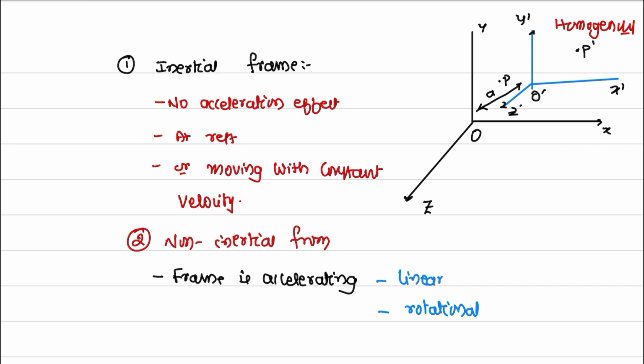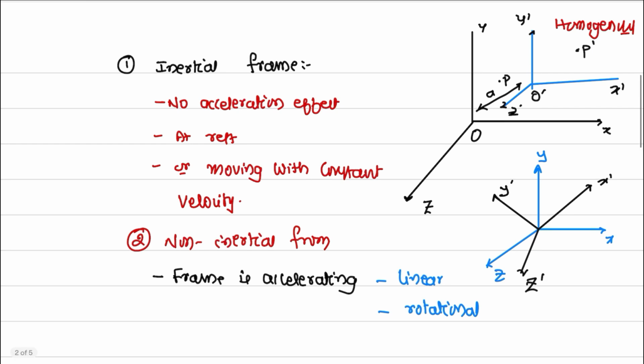And another thing, you can think of this also. Please make these concepts very clear. This is Z. This is Y. This is X. And the frame can be like this also. This is X dash, this is Y dash, and this is Z dash. And the frame is rotating at an angle. It is rotating with omega.